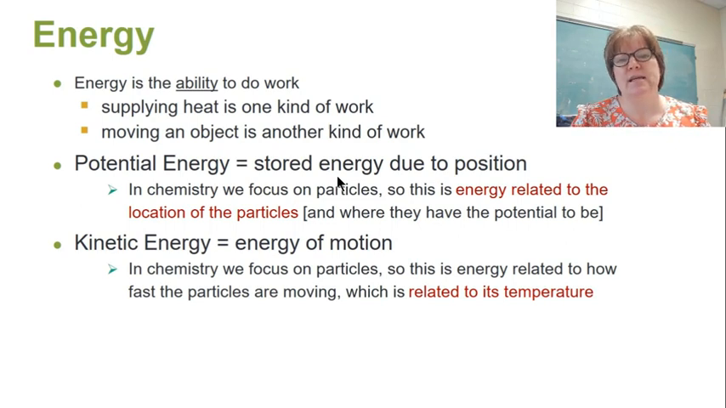And then we have kinetic energy, which is the energy of motion. Again, when we talk about atoms, we're asking how fast the atoms are moving. That is really going to be associated with something called temperature. I know you know what temperature is. Temperature is a way that we can assess how quickly those atoms are moving.